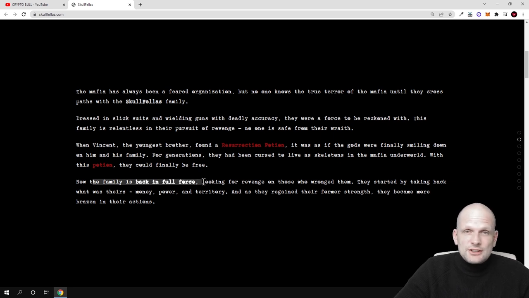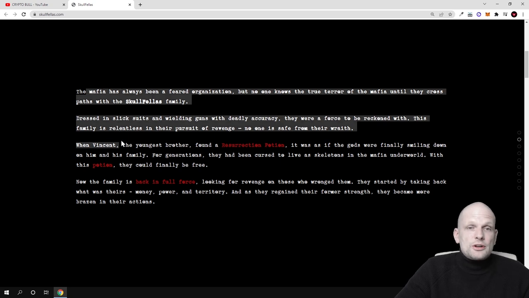This means that this is the family, this will be the NFT collection in which you will be able to participate, and they are looking for revenge on those who wronged them. They started by taking back what was theirs: money, power and territory. And as they regained their former strength, they became more brazen in their actions. So this is pretty much the story of this NFT.